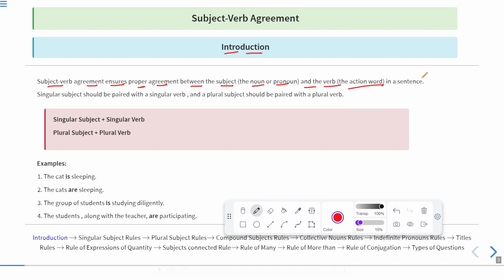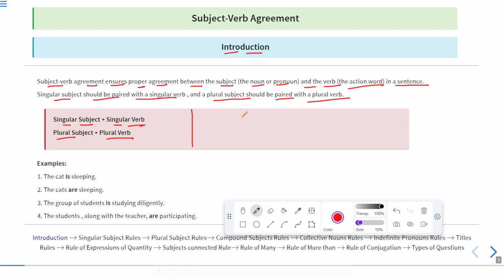The verb is the action word, or the word which expresses the state of being of a person or anything, which we have discussed in our earlier sessions. In a sentence, a singular subject should be paired with a singular verb, and a plural subject should be paired with a plural verb. Here you can see that when we have a singular subject, we have a singular verb with it, and when we have a plural subject, we have a plural verb with it.